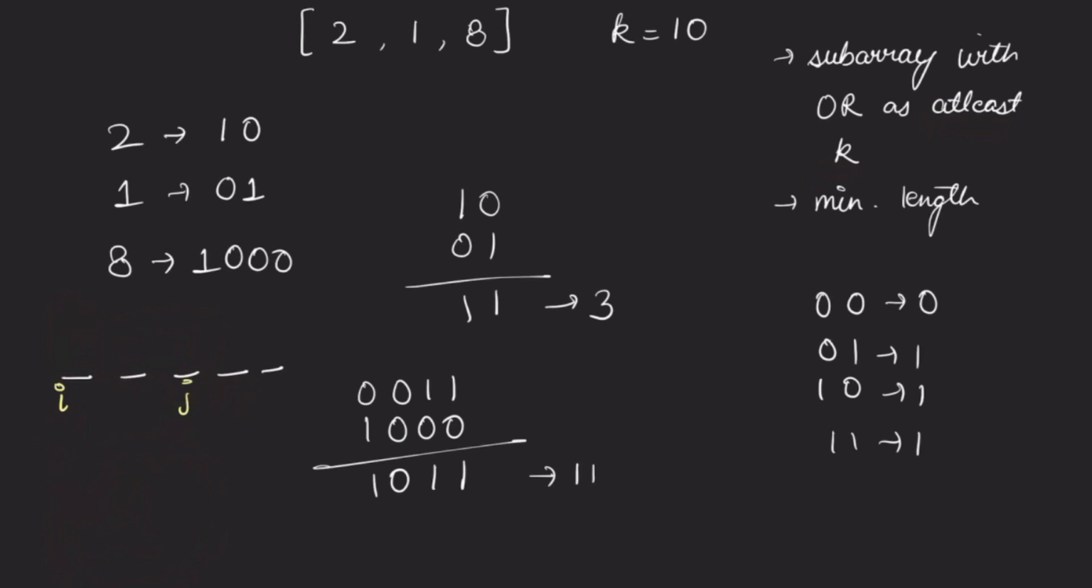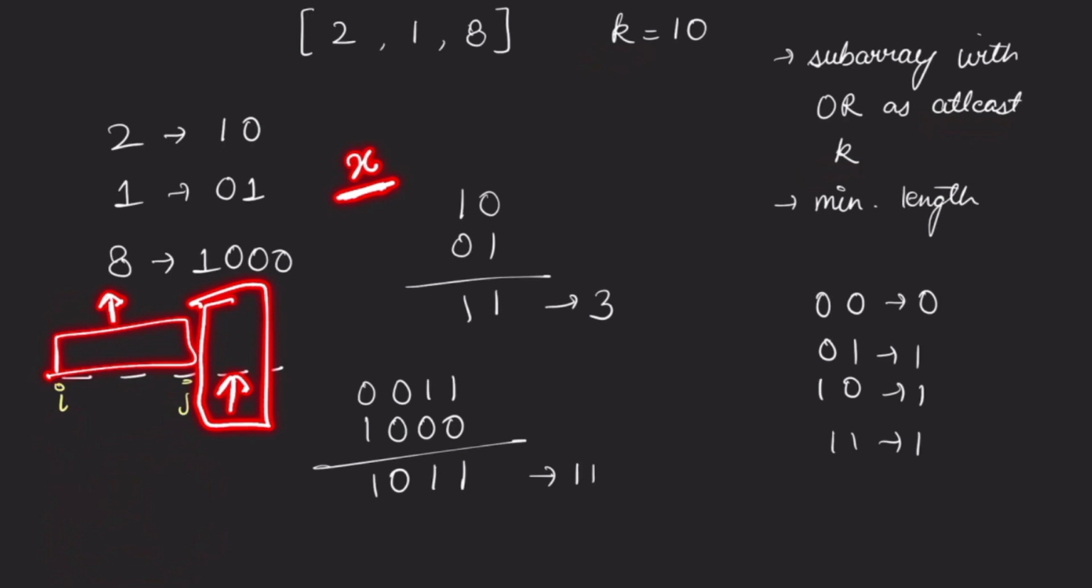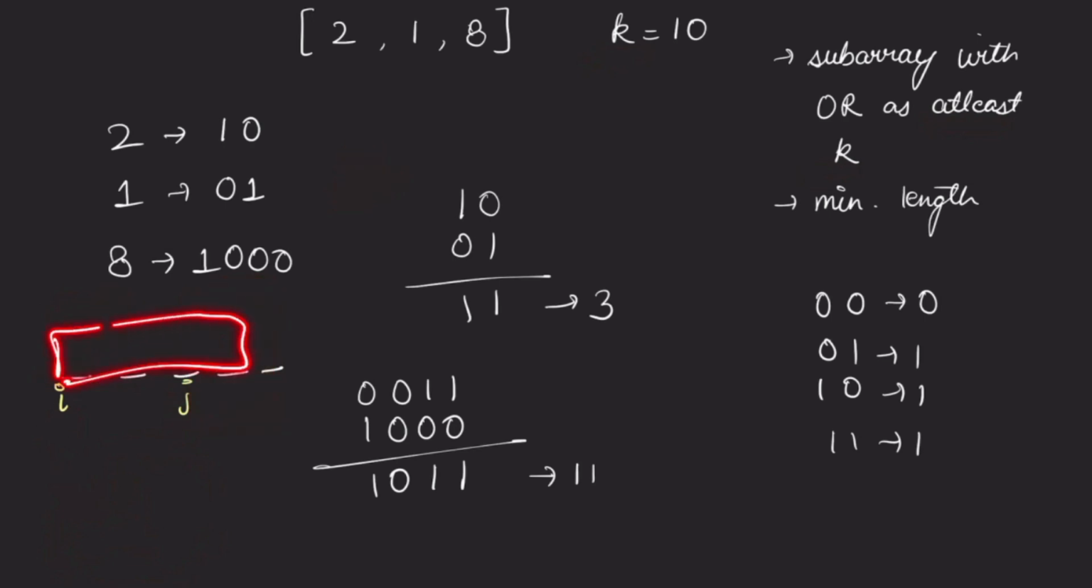Only then would you be able to compare it with K, right? So suppose I am considering this window, and then I take this element. My bitwise OR is less than K, so I will expand my window and take this element. Whatever is the OR of these many elements, let's denote it with X. Then in this X, you will do the bitwise OR of this element also, and now you will get the bitwise OR for this window, right?